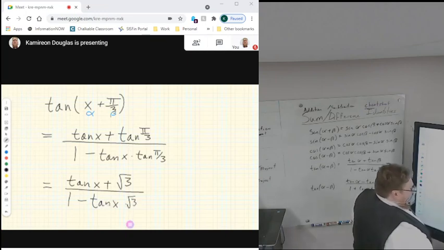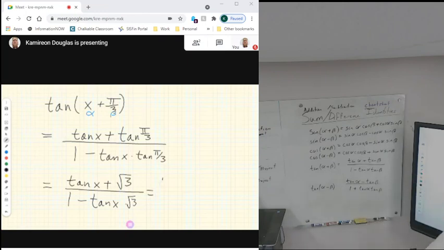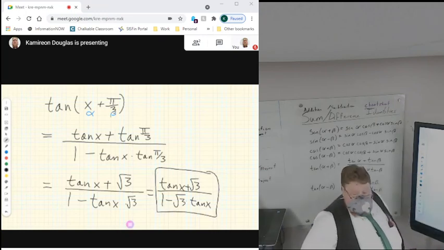The only thing I will do more is put the tangent and the square root of 3 in the right order. So this becomes tangent of x plus the square root of 3 all over 1 minus square root of 3 tangent of x. Correct algebraic order. And that's where I will stop.